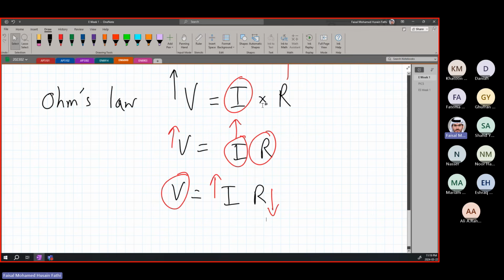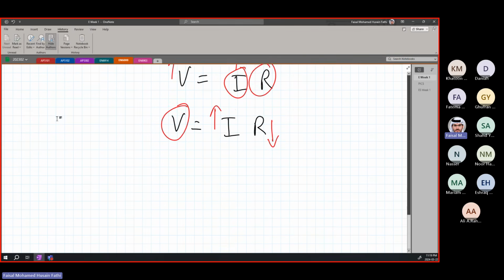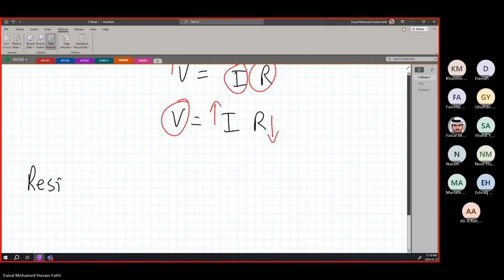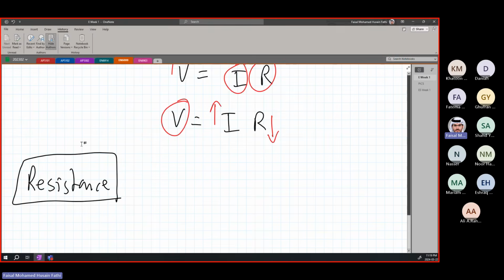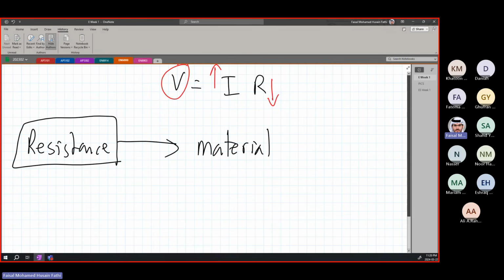But before moving forward to that, I want to talk more about resistance specifically now. So the resistance. Resistance is usually dependent on the material itself. It depends on many factors, but it depends mainly on material. Whether it's a metal, it's a plastic, it's a ceramic, it's a compound material, or if it's an alloy. It depends on that. That's one of the things it depends on.